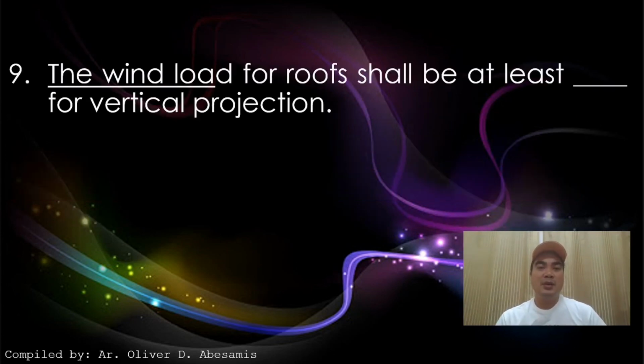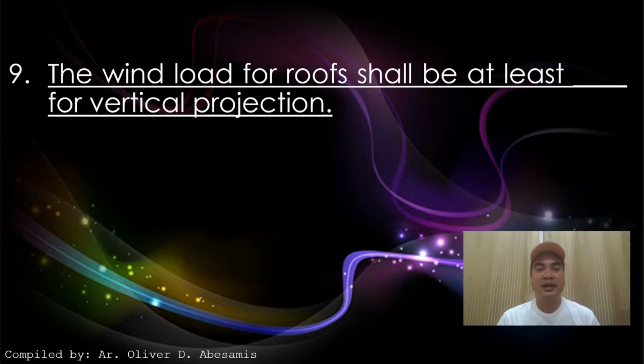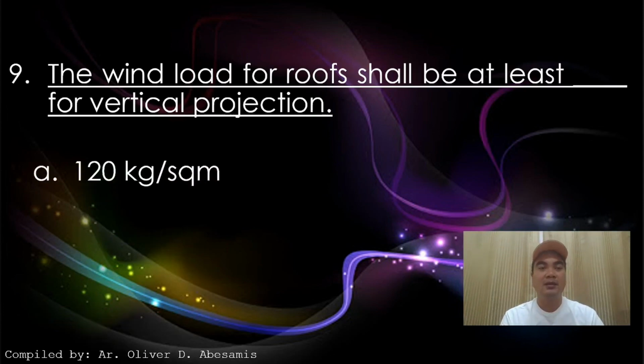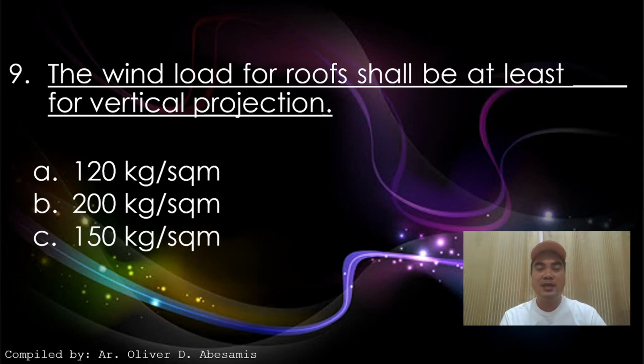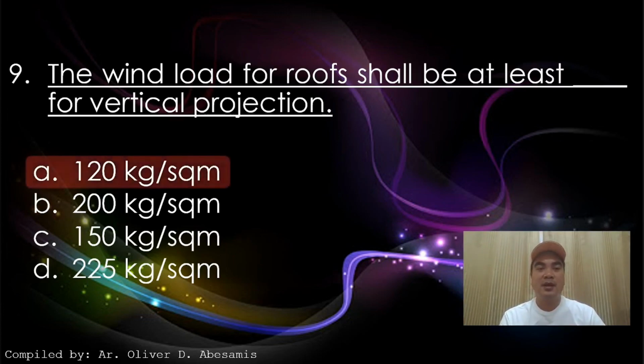Number 9. The wind load for roofs shall be at least blank for vertical projection. A. 120 kg per square meter. B. 200 kg per square meter. C. 150 kg per square meter. And D. 225 kg per square meter. Answer? A. 120 kg per square meter.